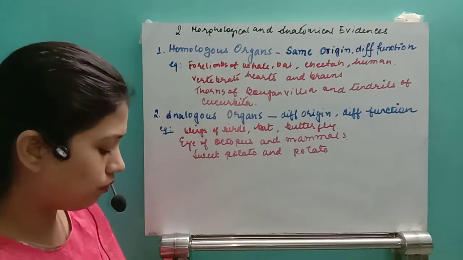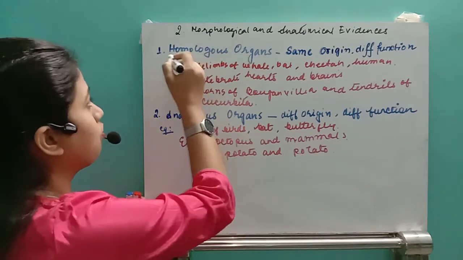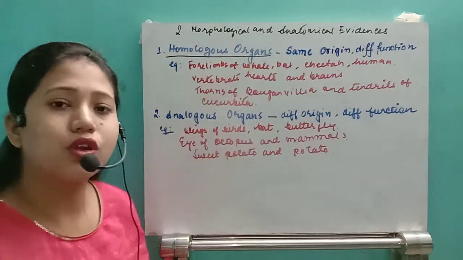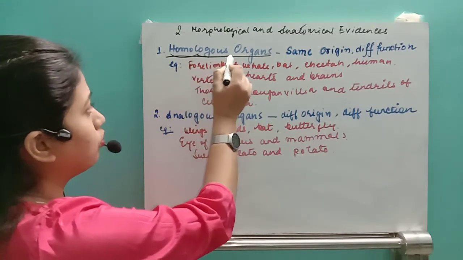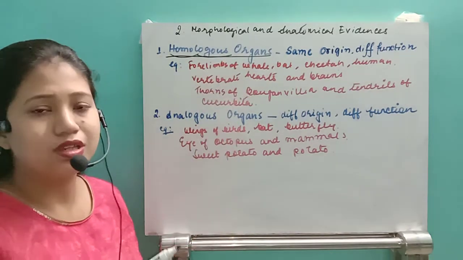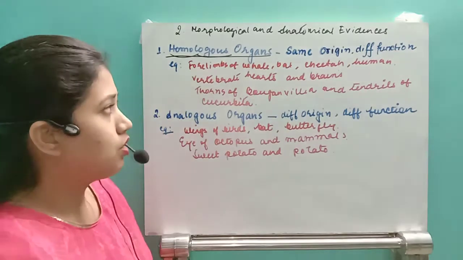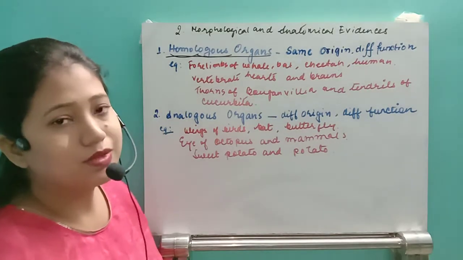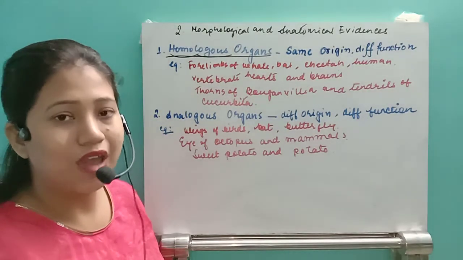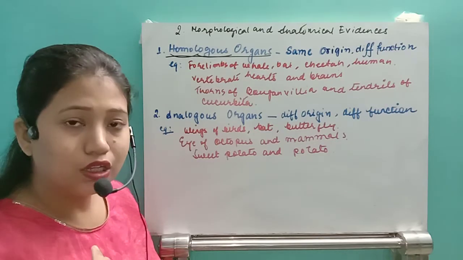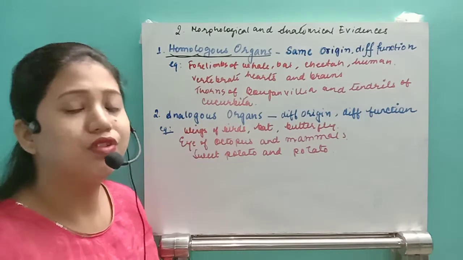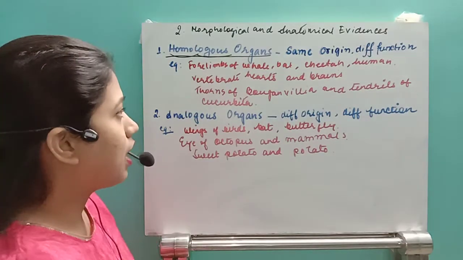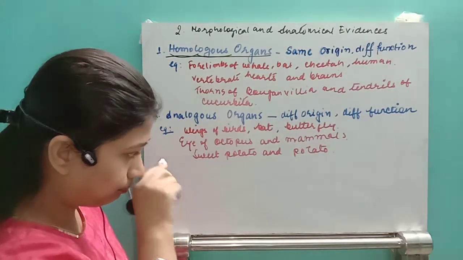So first of all, one example: the homologous organ. Homologous organs means homo, same, so same organs or similar looking organs. Some different organisms have organs which have the same origin, but they are performing different functions.